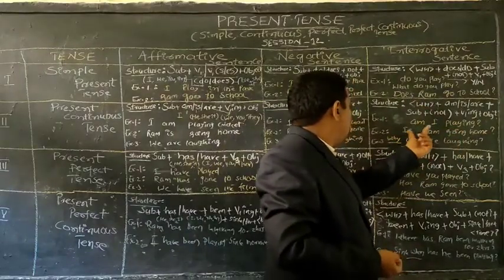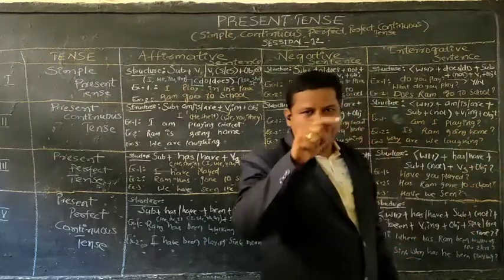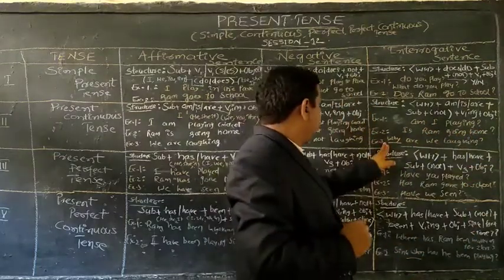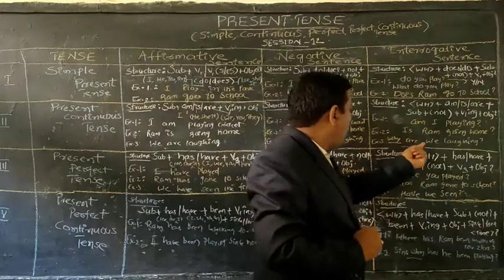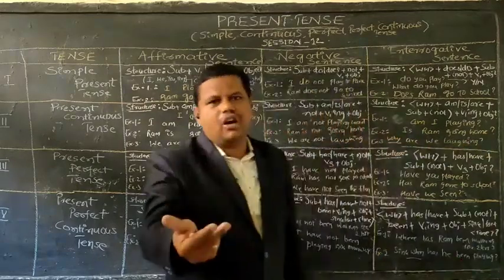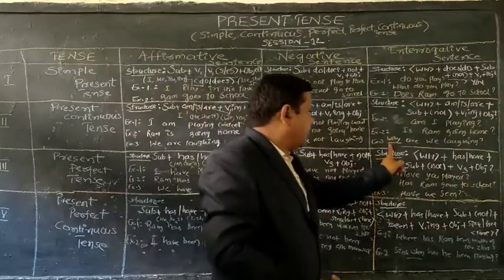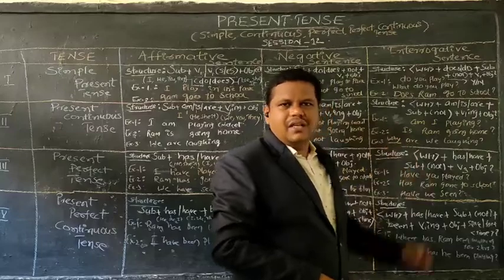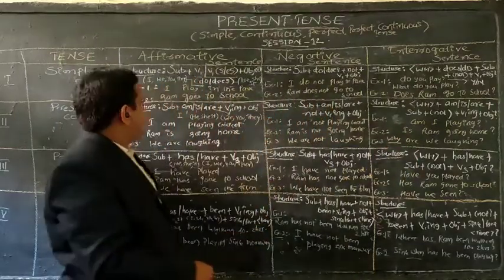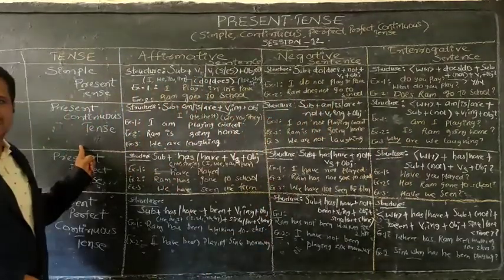Example number 2: Is Ram going home? Question mark. Third example, with "why" we can write: Are we laughing? We are laughing. Are we laughing? Otherwise, why are we laughing? Question mark, with the WH question. So these are the three examples related to the present continuous tense.